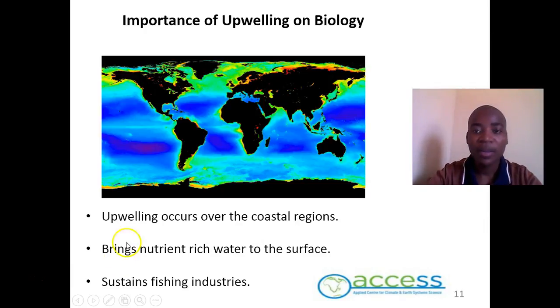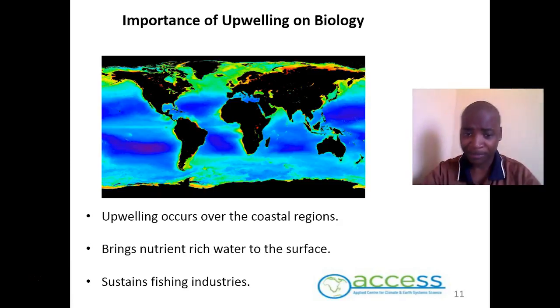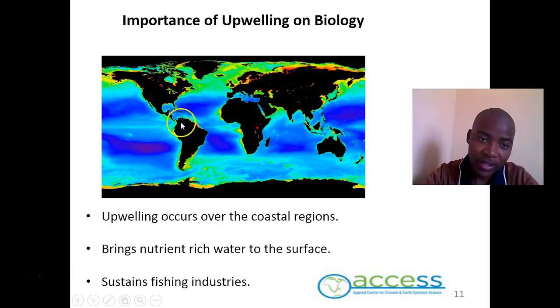So, the importance of upwelling on biology: upwelling occurs in coastal regions, and it brings nutrients to the water. Upwelling also plays a role in sustaining the fishing industry. So upwelling occurs in these regions.